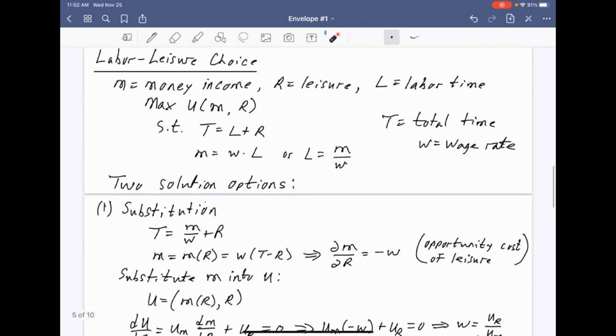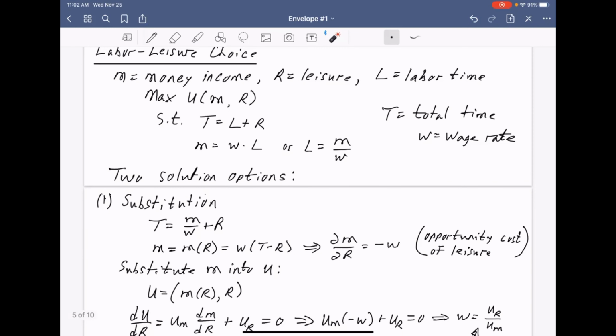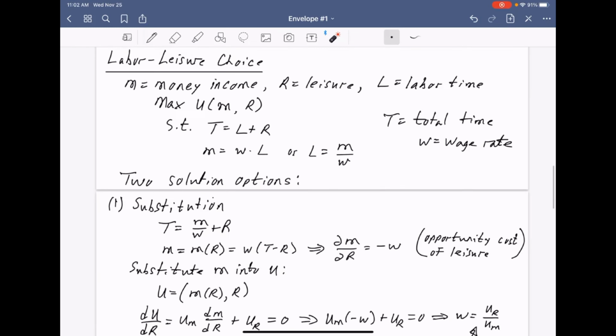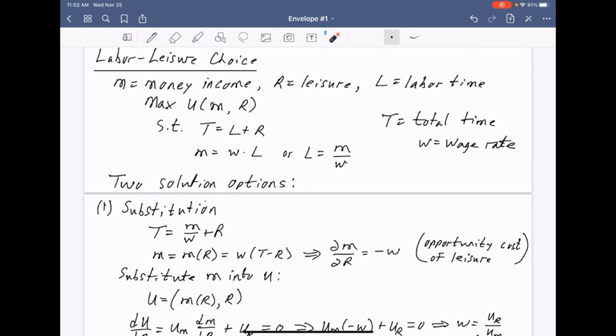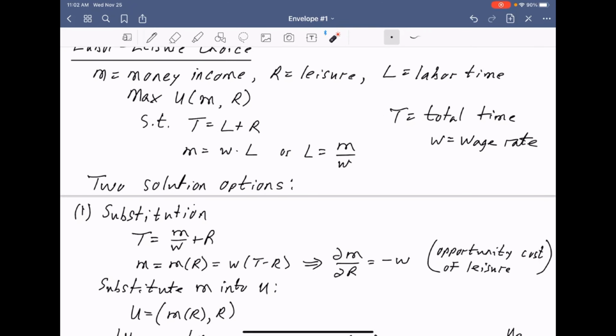All right, let's look at labor-leisure choice, where we assume that M is our money income, R is leisure, L is labor time, T is our total time, W is our wage rate. So we want to maximize utility as a function of income that we earn so we can spend it on things, and our leisure time. But we have a constraint that the total time, T, is comprised of labor time and leisure time.